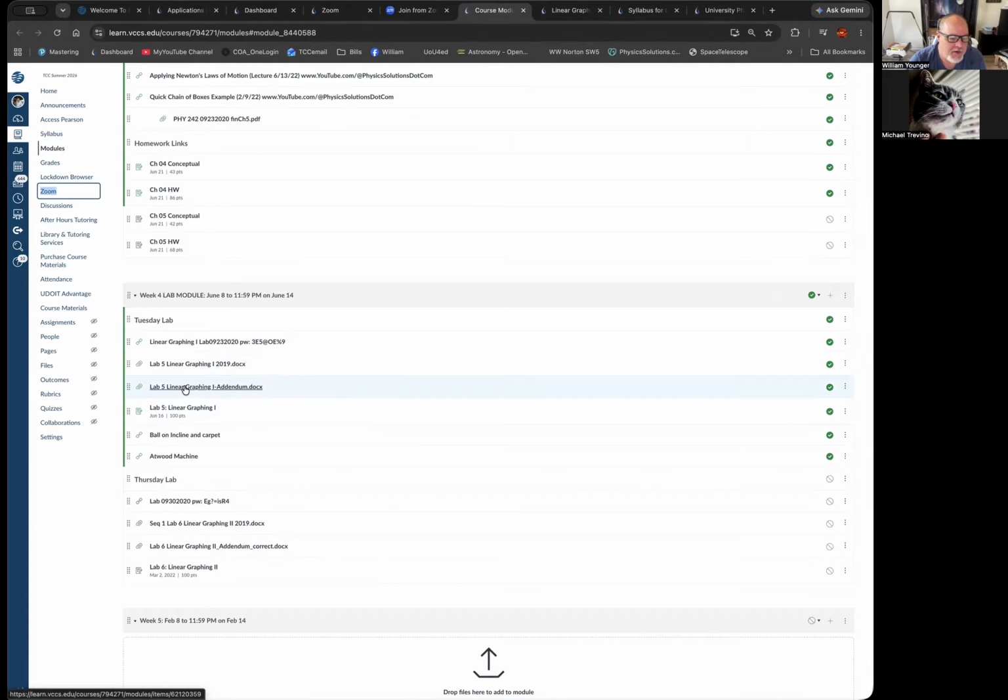This document right here, Lab 5 Graphing 1 Addendum, is the document that tells you how to make this into a face-to-face lab. But to be honest with you, the video is telling you that to some extent too, because you're ultimately going to turn in your lab like you always do. But in order to conduct the lab, you're going to need to see a video of some of the experimental procedure, and that's what Ball on Incline Carpet is, and that's what Atwood Machine is.